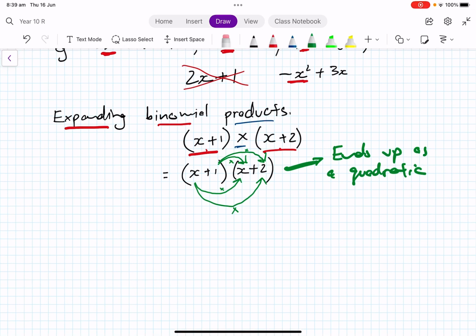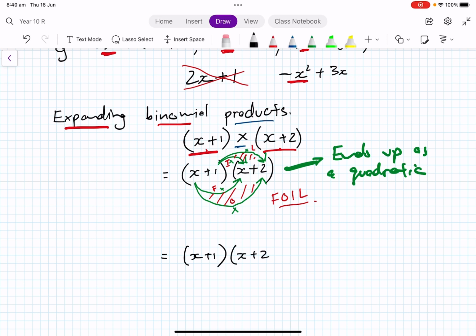If I numbered them, we have first, that's the F. Outside, the outside term. Inside, that's the I. And then last. So FOIL is sometimes used. Some people say it looks like a crab claw. I don't know about that, but one way or the other, you need to multiply. So let me write it again: x plus 1 times x plus 2.